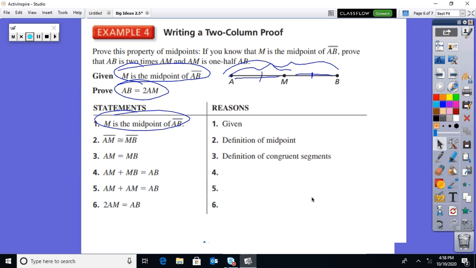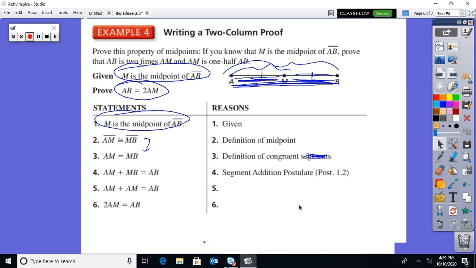And then you can go the definition of congruence. You don't even really need that word. What you have here is you're switching from congruence to equality. Then we've got AM plus MB equals AB. So we've got this little segment plus this little segment equals the whole thing. So what do we call that, of course? That is your SAP, your segment addition postulate. Seg add post, SAP, however you want to write it.